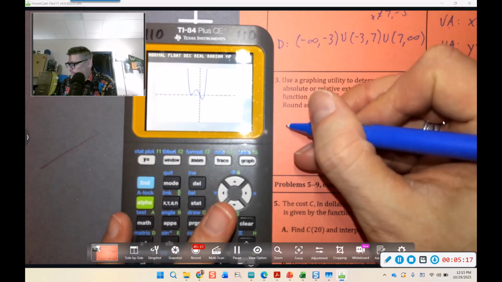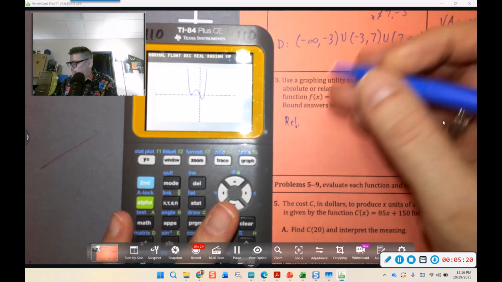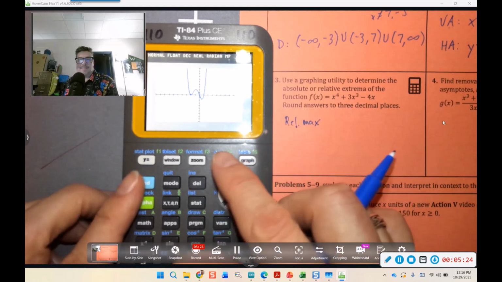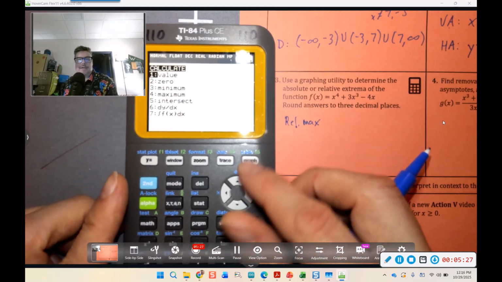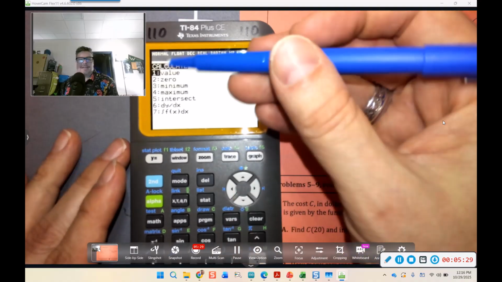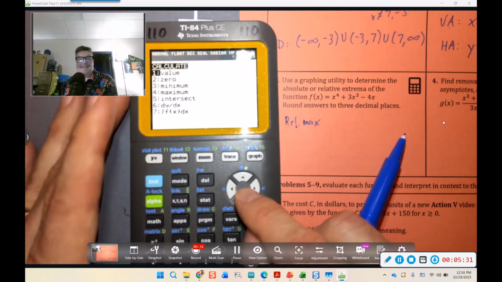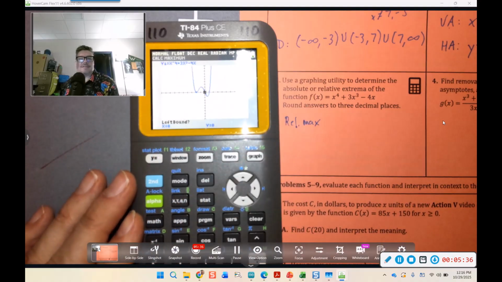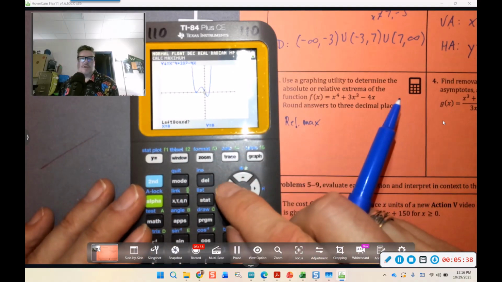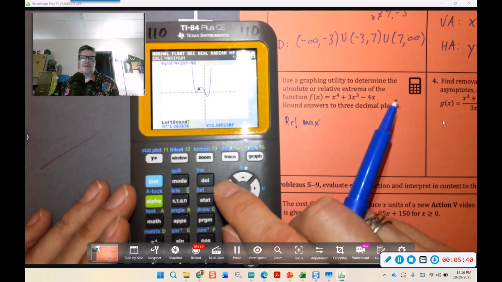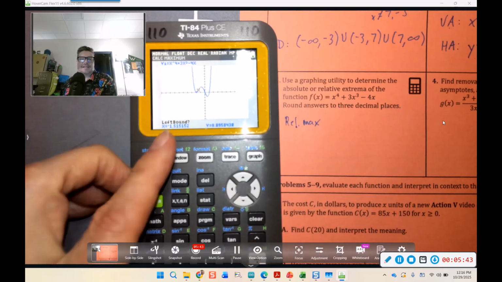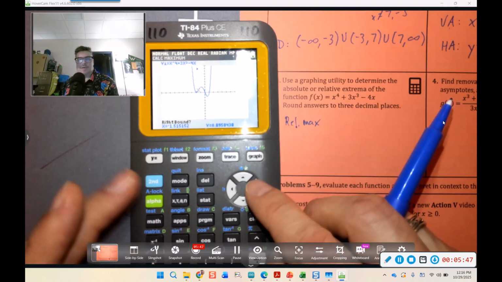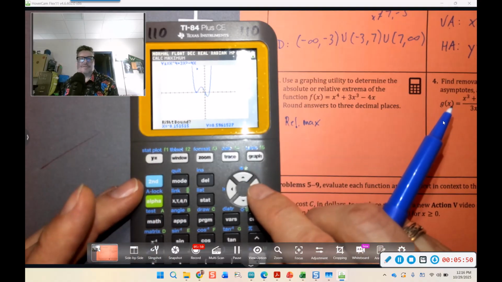Okay, so we're going to say relative, let's do the relative max first. Now relative max is found by going to the second calculate button, and second calculate has a menu of things that you can find. Now we don't need 0, we need a maximum because that's what I wrote there. So let's go max. And then it basically says, okay, where do you want the max? Well, the maximum value in between this guy to the left. So it says left bound. I'm going to go to the left of my max. Then it says, okay, where's the right? We'll find the maximum value to the right.